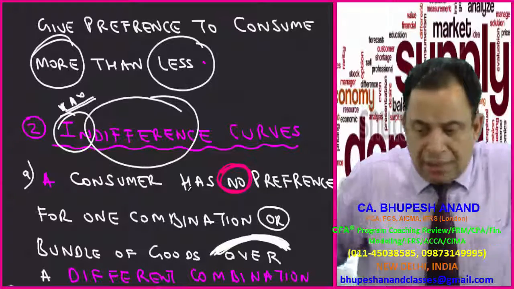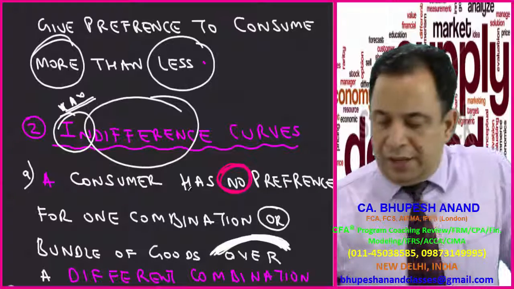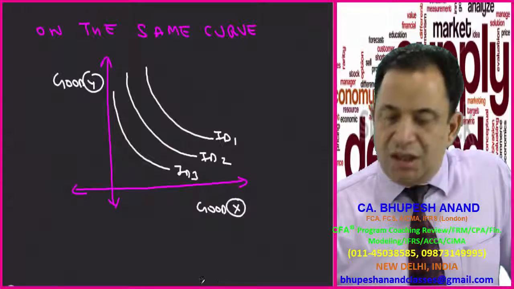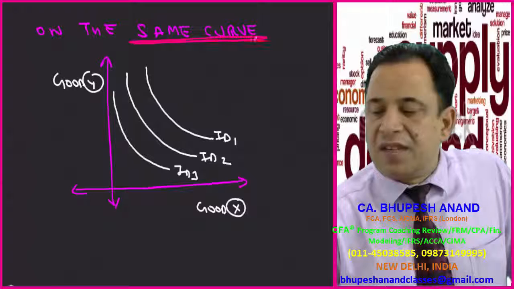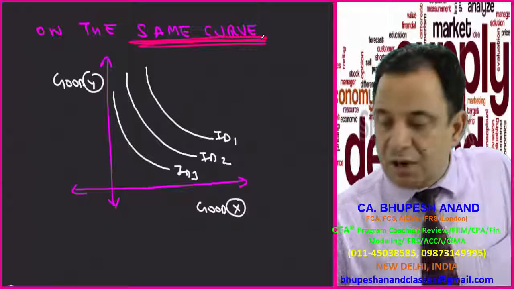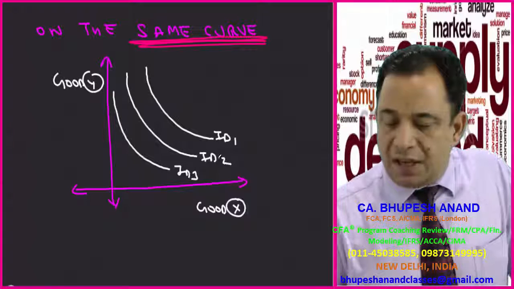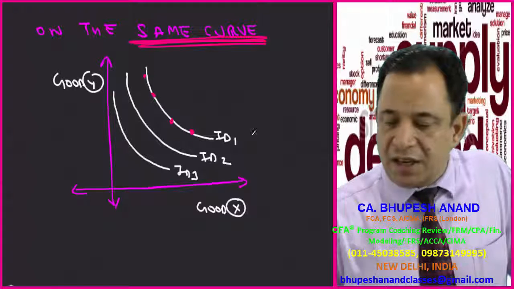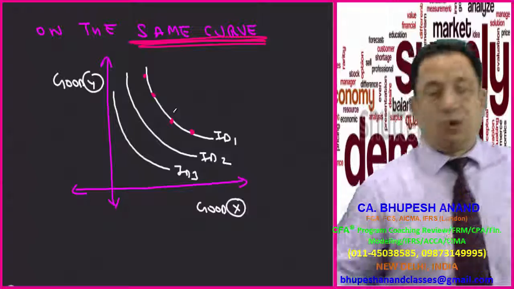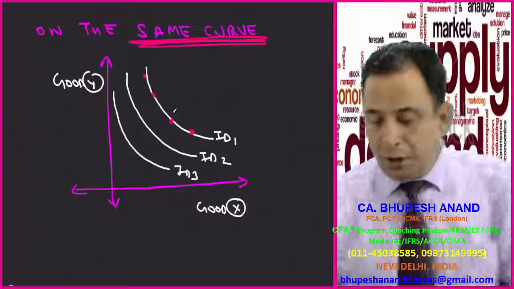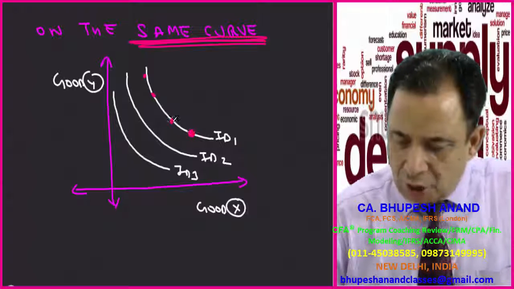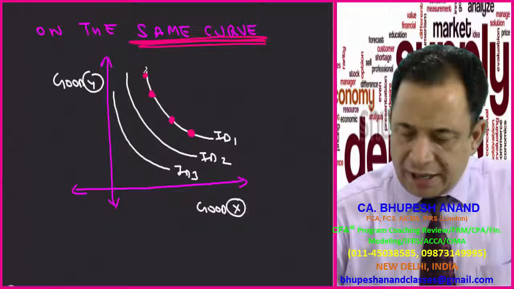A consumer has no preference for one combination or bundle of goods over a different combination on the same curve. This word is important, on the same curve. For example, I have prepared three curves: indifference curve 1, indifference curve 2, indifference curve 3. I have plotted some 4 points on indifference curve 1. Now on this indifference curve 1, you will be either at this point or at this point or at this point or at this point.